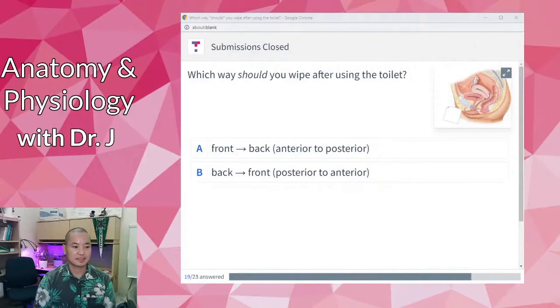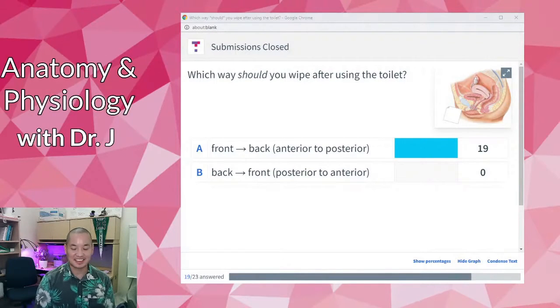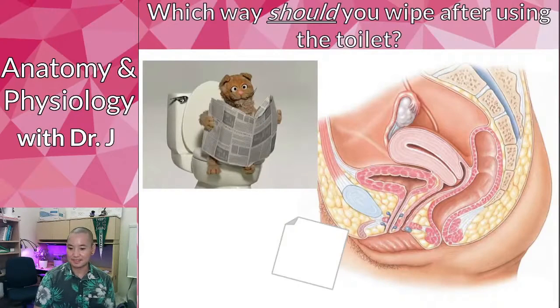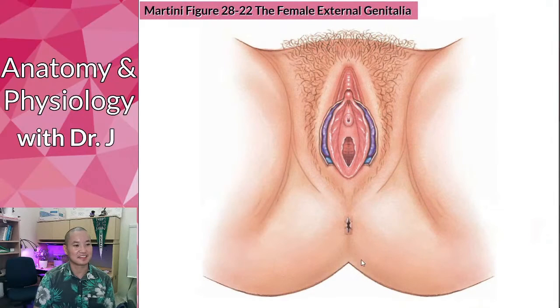Okay, let's see the responses. And everyone's unanimous in what they responded. Everyone said front to back, and that is correct. That's more hygienic. But why is it more hygienic? Well, just look at the anatomy. Again, here we have the clitoris. What we have here is the glans of the clitoris and what we call the clitoral hood over here.